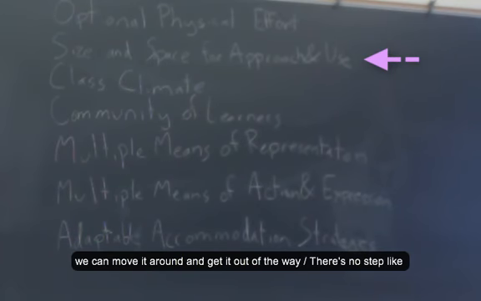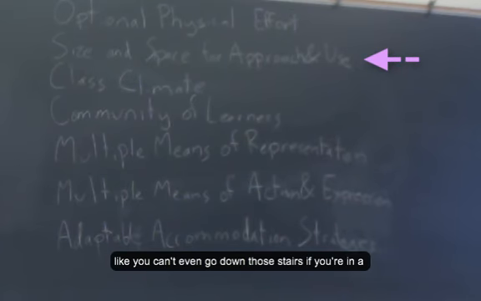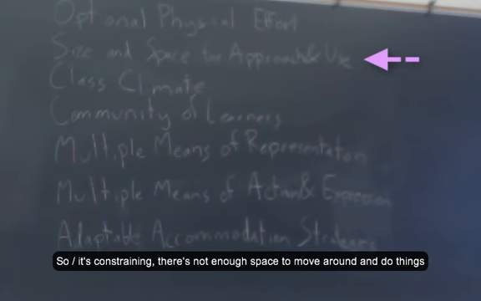A little bit of we can move around and get it out of the way. There's no step, the auditorium classrooms have the steps down with the chairs, so you can't even go down those stairs if you're in a wheelchair. I mean, it's just not an option, so it's constraining. There's not enough space to move around and do things.